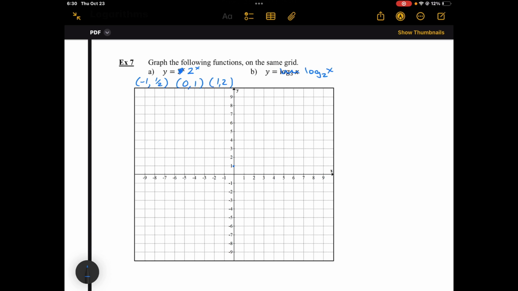And I'm going to put those on here. So I've got (0, 1), (1, 2), (-1, 1/2). I also have my asymptote at y equals 0. And then I'm going to connect those dots here.